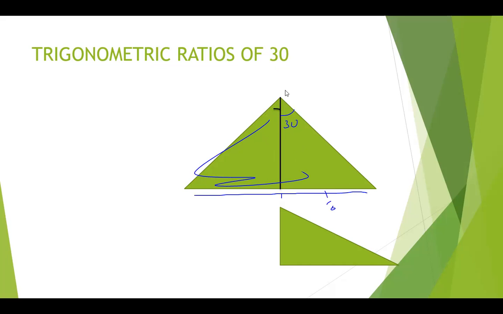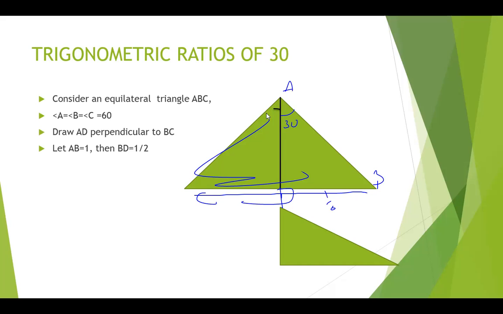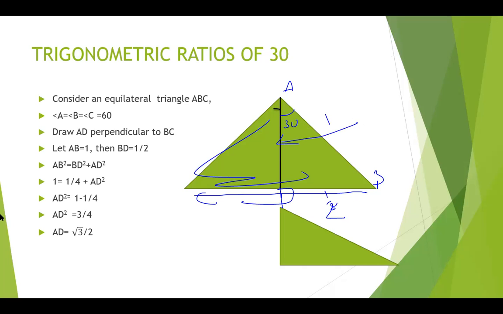I'll call it as A, B, C. Draw AD perpendicular to BC. Then our reference angle A is 30 degrees. The side opposite to 30, now, it is 1 by 2. This is of length 1. Means this opposite side will be root of 1 minus 1 by 2.